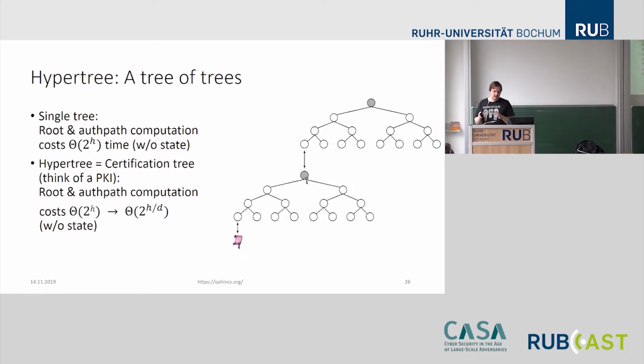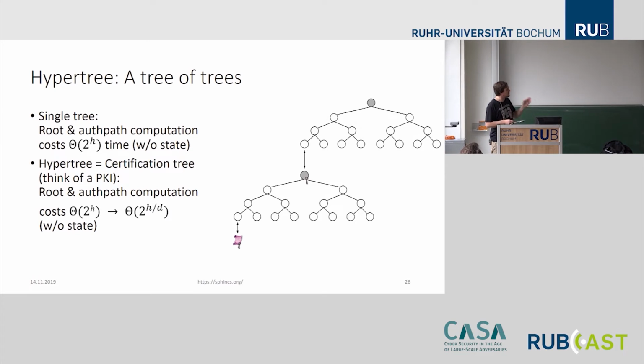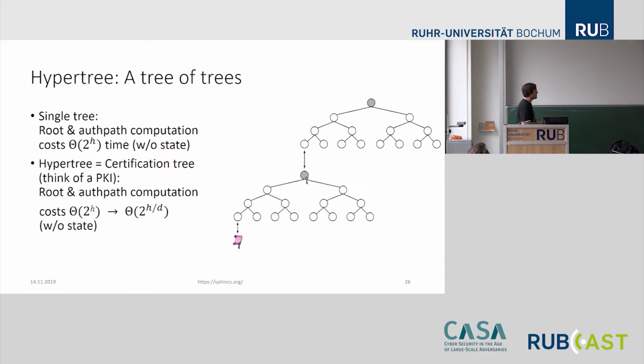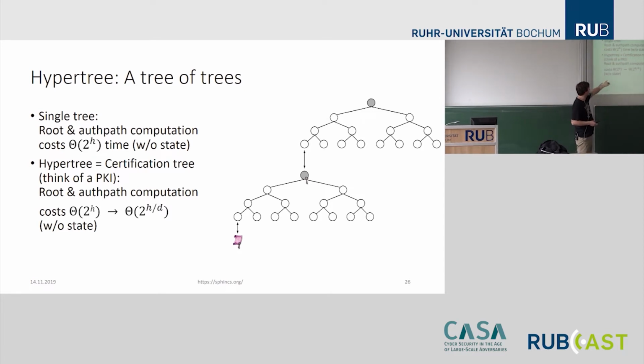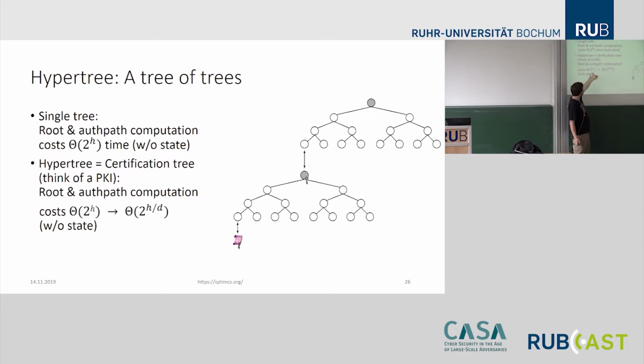And for the stateful schemes, you can do a lot of optimizations there, but as we want to go to stateless schemes later on, the main point here is that key generation cost goes down from 2^h to 2^(h/d) operations if I use d layers to actually build my tree.